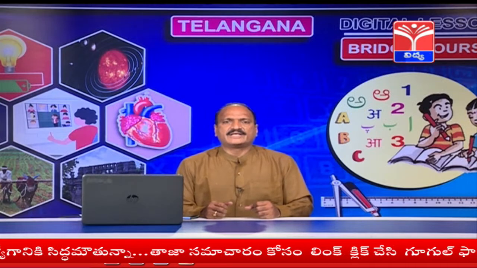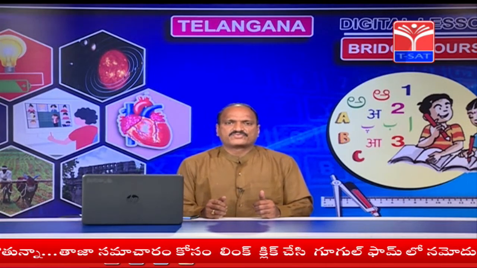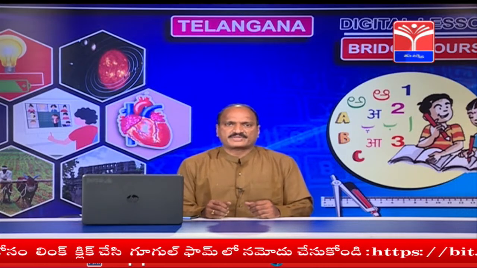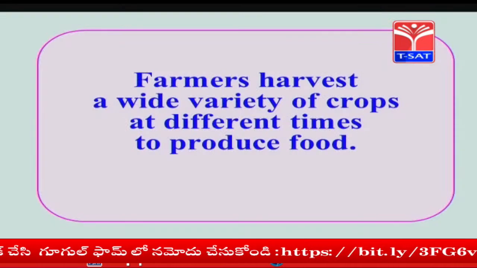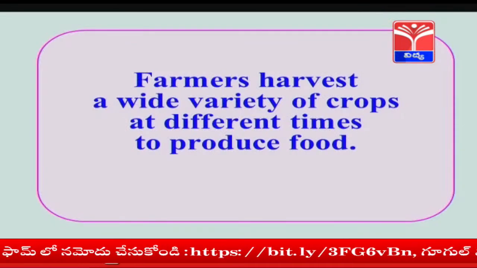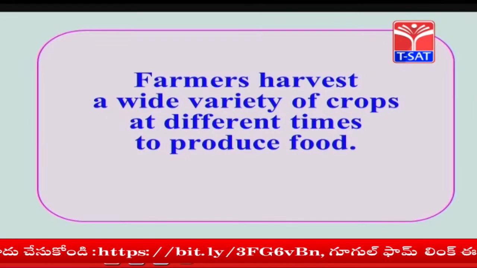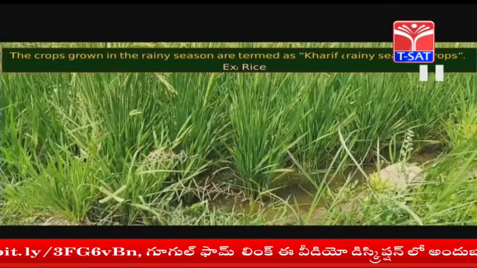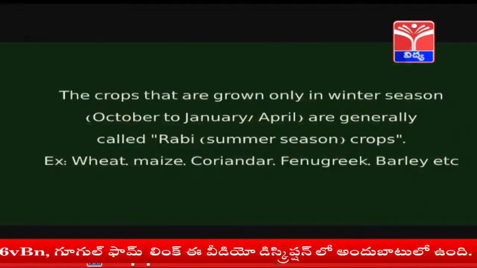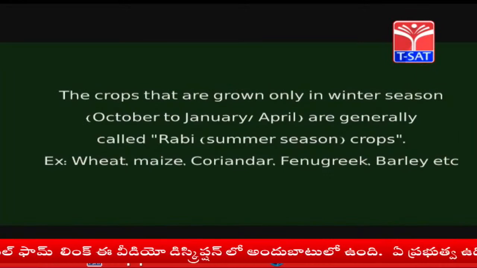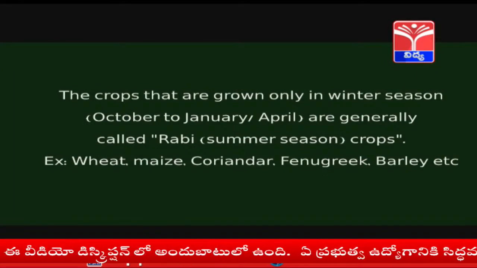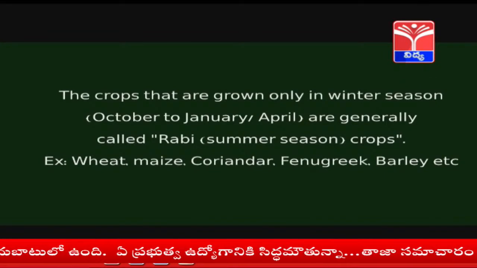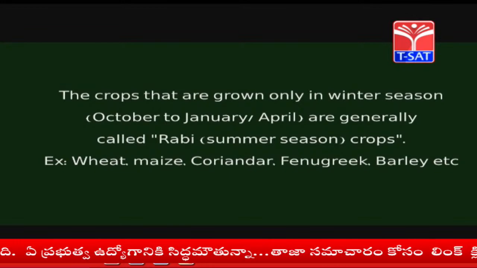So far, we learned about food production from animals. Now, let us learn about food production from plants. Farmers harvest a wide variety of crops at different times to produce food. The crops grown in the rainy season are termed kharif or rainy season crops. Example, rice. The crops that are grown only in the winter season, from October to January or April, are generally called rabi or summer crops. Example, wheat, maize, coriander, fenugreek, barley, etc.